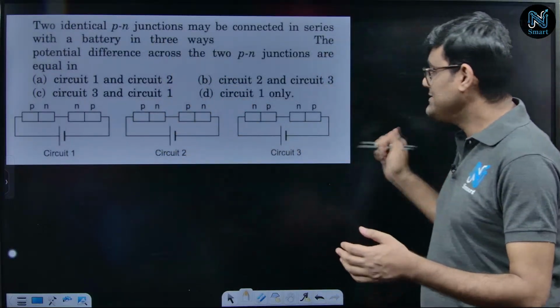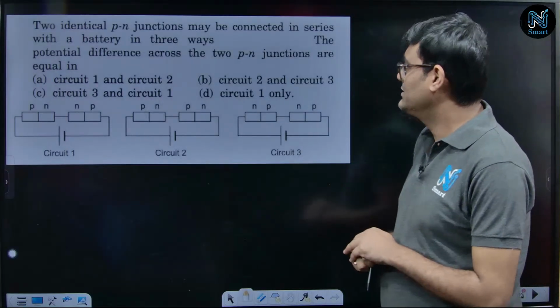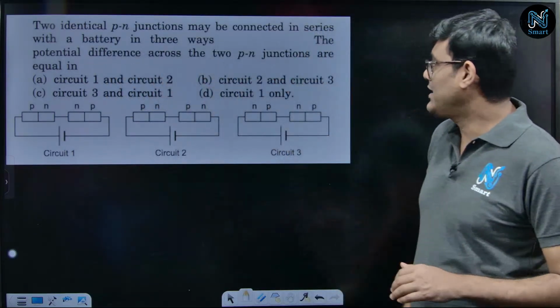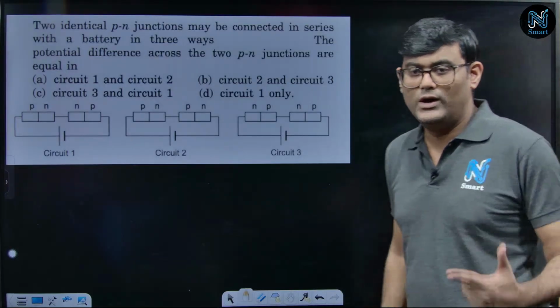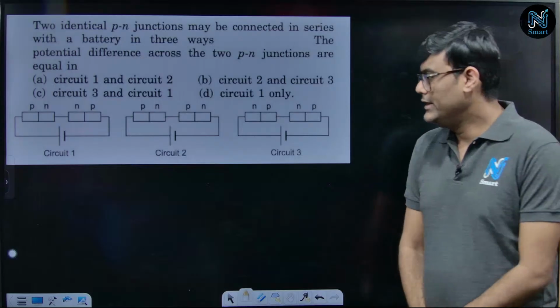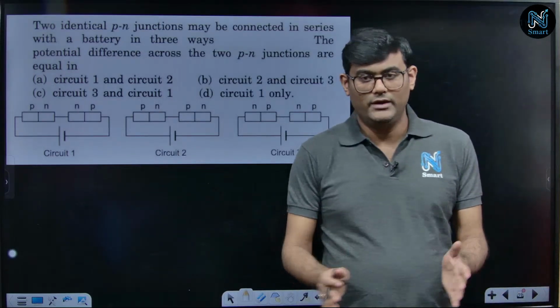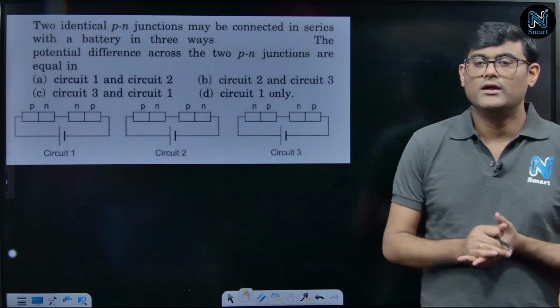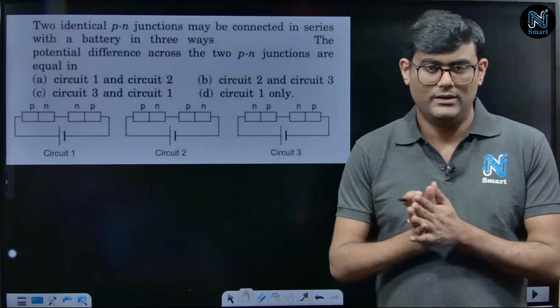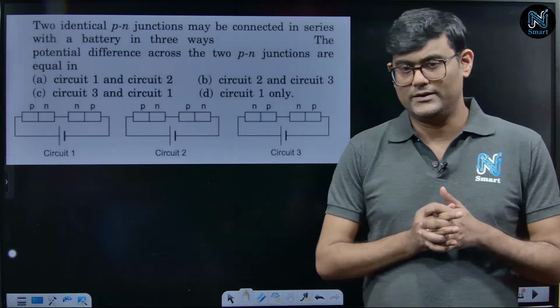করেছি। দেখো তিনটে সার্কিটে তিন রকমের কানেকশন দেখানো রয়েছে। So the question says that the potential difference across the two PN junctions is equal in which of these circuits, right? Again, you take your time. It's a very conceptual question. Draw these circuits with proper diode diagram and then you will get the answer correctly.